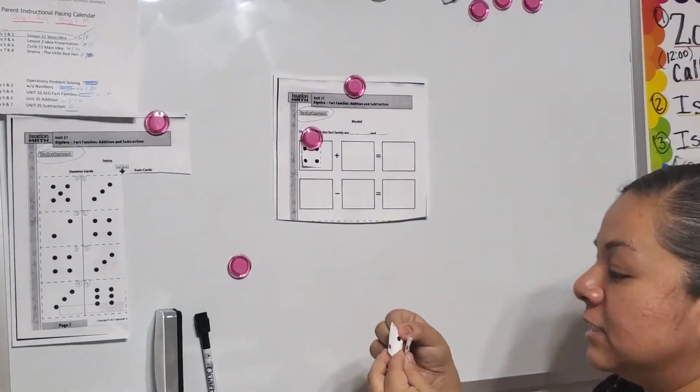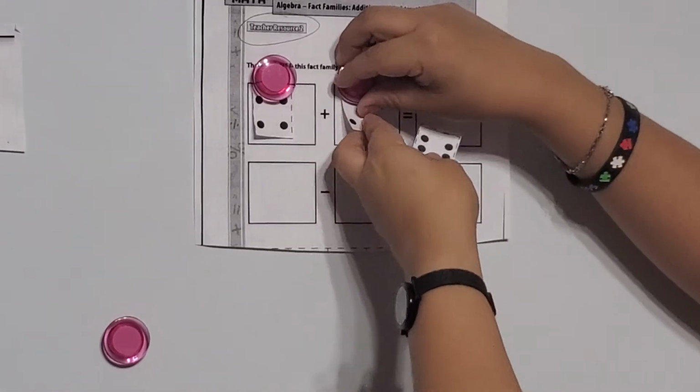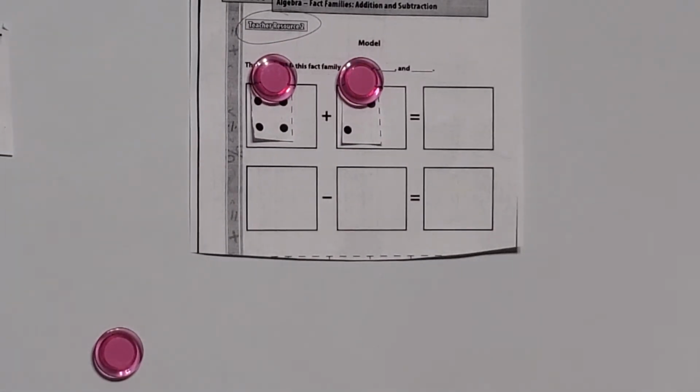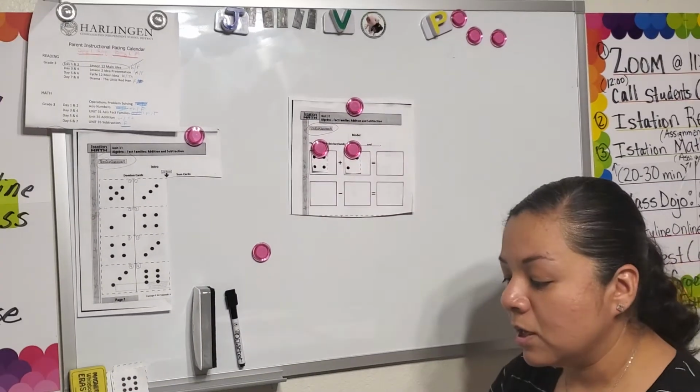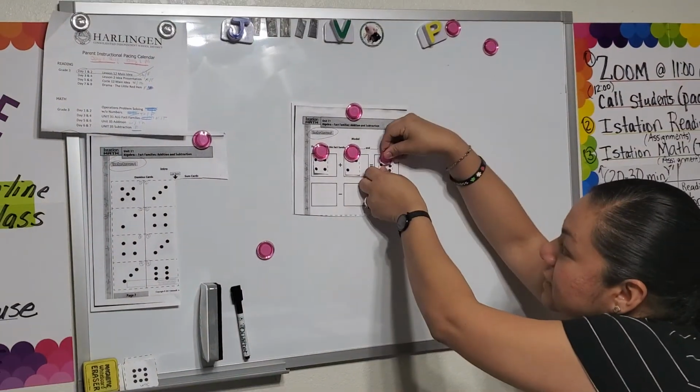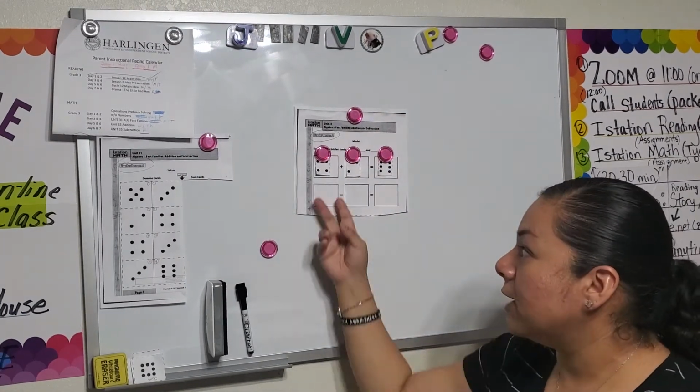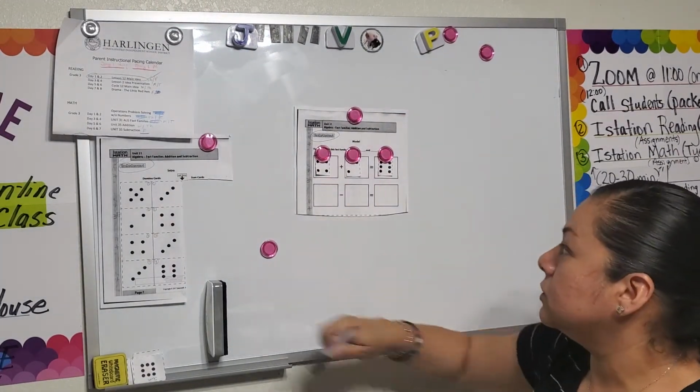Now we're going to take the 2 here. Okay, so now we're looking at an addition problem. We're going to be looking at 4 plus 2. Now, boys and girls, if I count those pips, 1, 2, 3, 4, 5, what do I get as my total? I'm going to get 6 as my total. So now I know that 4 plus 2 equals 6.